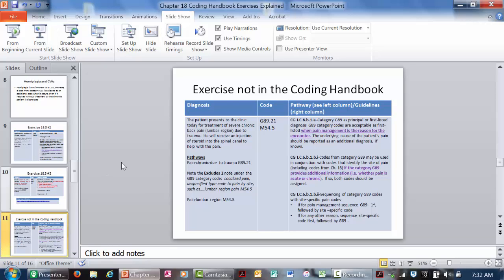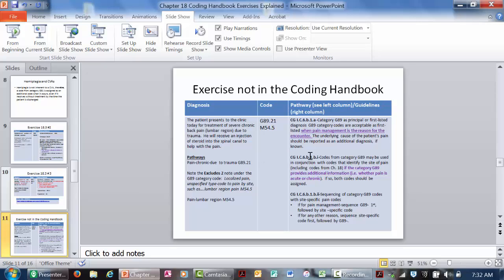Here's an exercise not in the coding handbook. As you know, I like to give you these because I think we need to look at exercises that use the coding guidelines more than the coding handbook does. This one is an outpatient. Patient presents to the clinic today for treatment of severe chronic back pain due to trauma. He will receive an injection of steroid into the spinal canal to help with the pain.